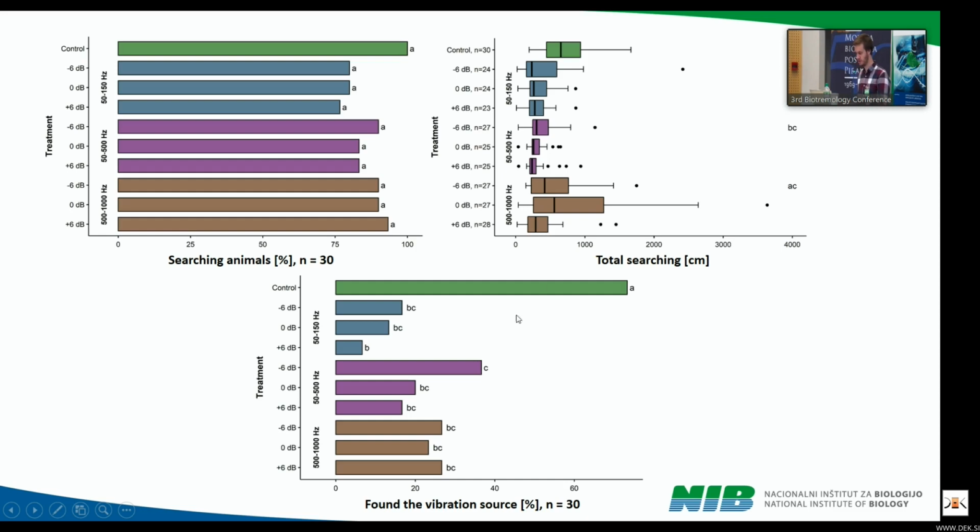On the bottom chart, we have the percentage of animals that localize the source of vibrations. And we can see that for all noise treatments, the localization was basically lower than in the control treatments, which is interesting because the signaling and searching behavior, as we've seen, was not that much hindered in the high noise treatments, but they still can't localize the source of the vibrations for some reason.